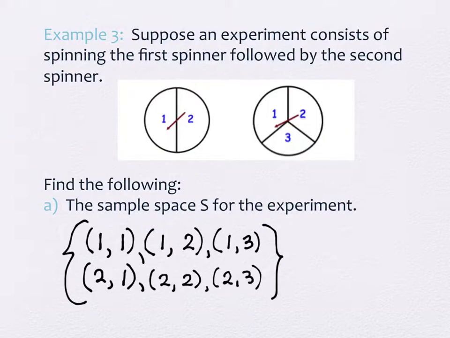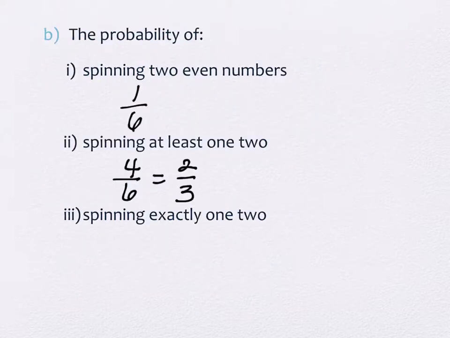And how about spinning exactly 1 2? How many of those are there? Yeah, there's 3 of them, so we end up getting 1/2. Those 3 have exactly 1 2 spun. So we have 3 out of 6 or 1/2.